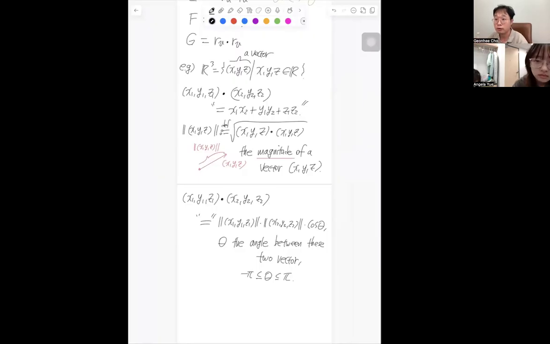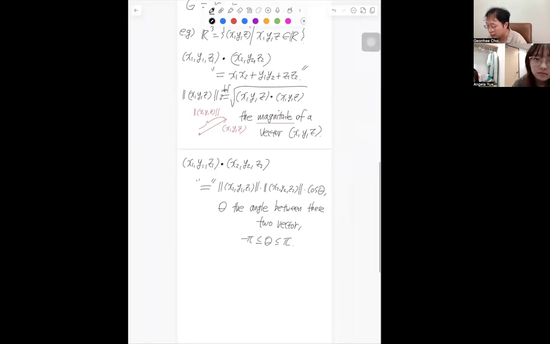So why do we all of a sudden consider this concept? I want you to get the geometric intuition. If you have one vector x1, y1, z1 like this, and another vector x2, y2, z2, then there's an angle between these two. Is it okay with you? Then you have the magnitude of x1, y1, z1, and also the magnitude of x2, y2, z2.